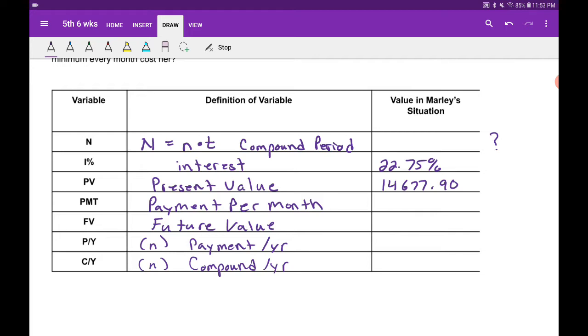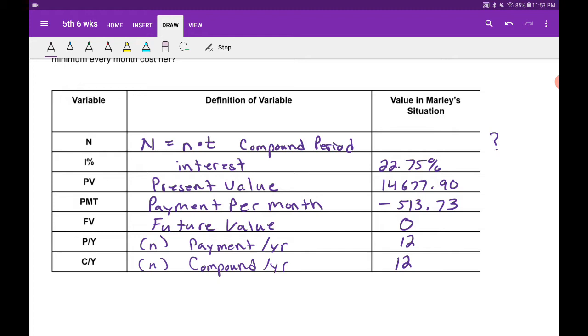Okay, so let's think about our payment. We have $513.73. This is what we're paying to this credit card company every month. This money comes out of our hard-earned cash from our wallet, our pocket. So when it comes out of your pocket, we put this in as a negative. So we're going to put negative $513.73. And then our future value, we want to pay this off, so we're going to make that a zero. And then our compound is going to be monthly.